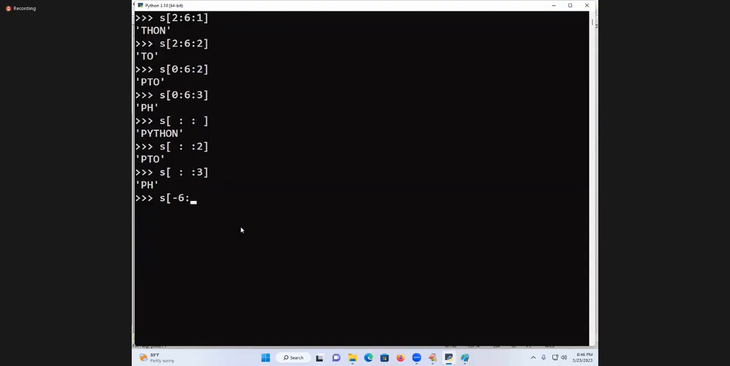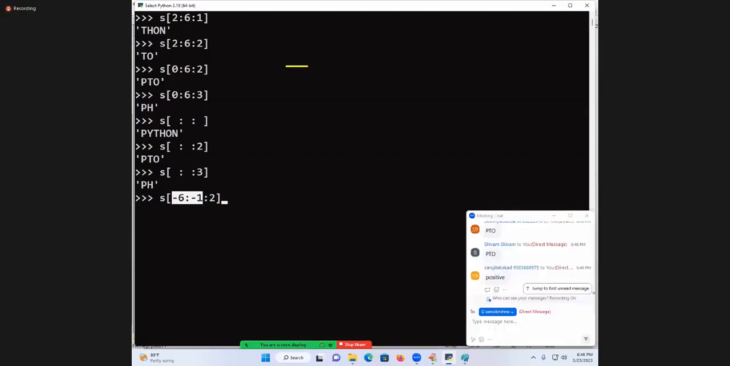-6 colon -1 colon 2. Be careful. What is the step value? 2. Okay, I also know it is 2. Positive or negative? Positive means which direction? Right. -6 less than -1, true or false? Come on. True. With a step of 2, -6 to what? -1.